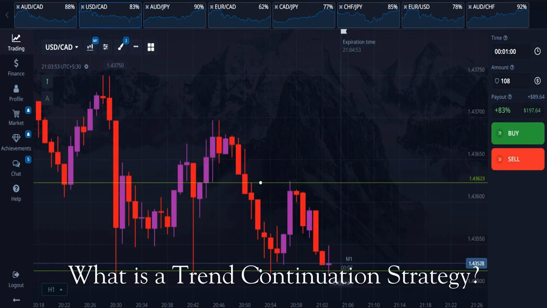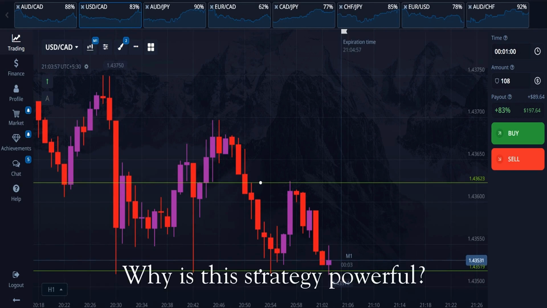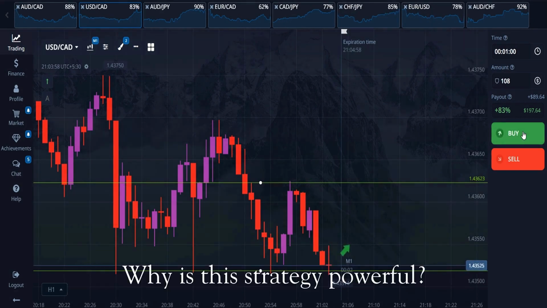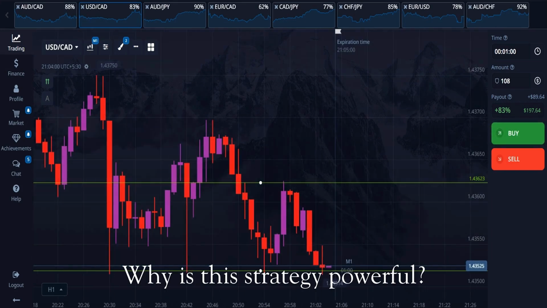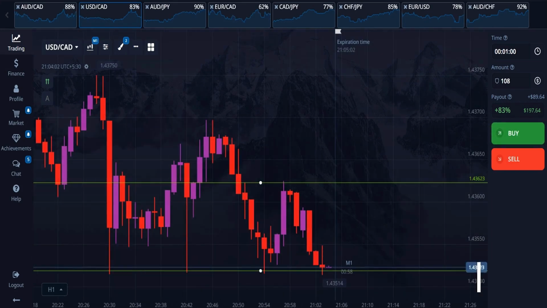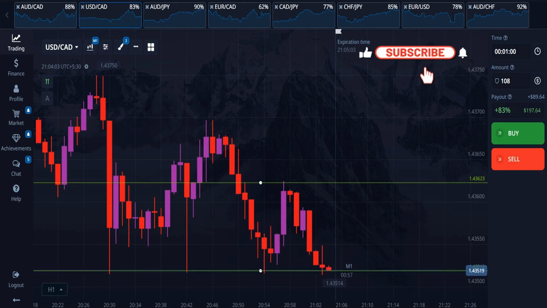A trend continuation strategy means that instead of predicting a trend reversal, we follow the existing trend after a confirmed breakout. Because in a trending market, price moves with momentum, and if we trade with the trend after a breakout, we increase our chances of winning trades consistently. But for this strategy to work, we need to follow 4 important steps.